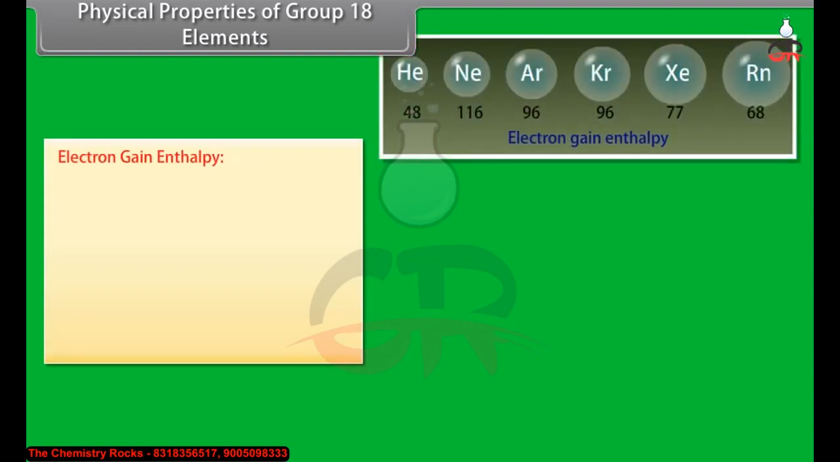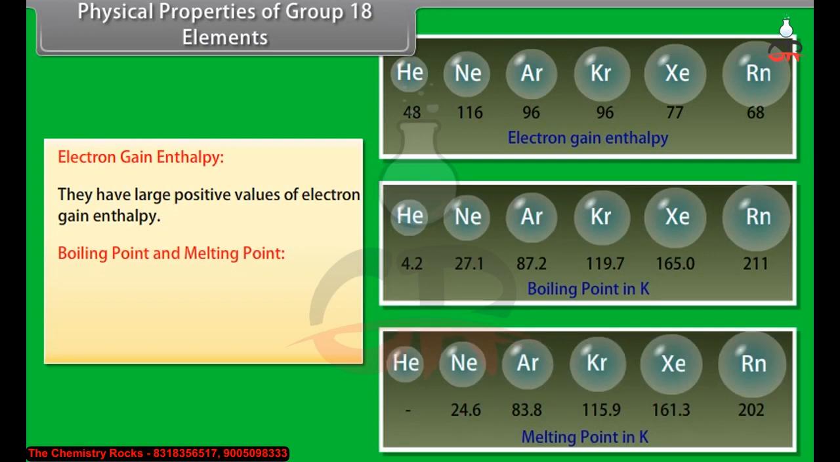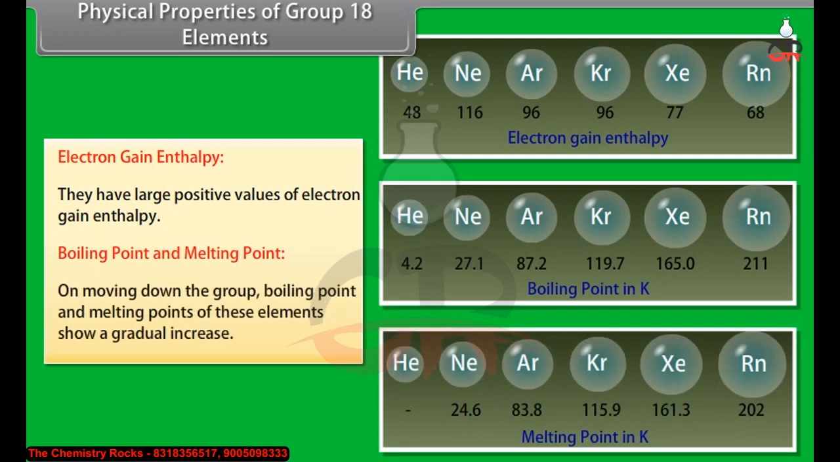Electron gain enthalpy. Since noble gases have stable electronic configurations, they have no tendency to accept an electron and therefore have large positive values of electron gain enthalpy. Boiling point and melting point. On moving down the group, boiling points and melting points of these elements show a gradual increase due to a corresponding increase in the magnitude of the van der Waals forces of attraction.